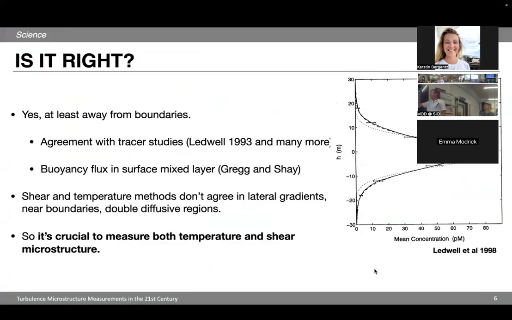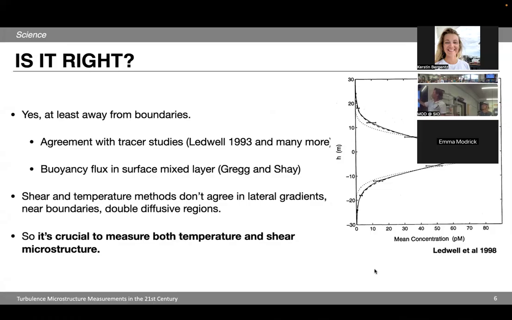Okay, so is it right? I think it is. There's a lot of evidence that away from boundaries, these methods have been fairly vetted to within a factor of 2 or so. And the reason we know that is that there have been really amazing studies back in the 90s where they put a big cloud of tracer in and watched it evolve.